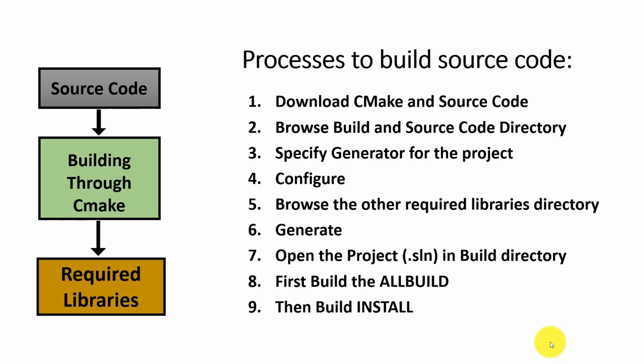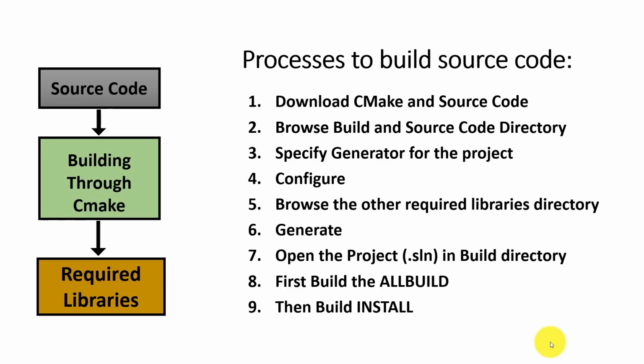So in this video, I'm going to show you how to install open source code using CMake. And this is the process which I'm going to follow in this video. So the first thing is downloading the source code and CMake. Here in this video, I'm going to build OpenSceneGraph libraries. And you can build any other open source code. The process to build is the same for every source code.